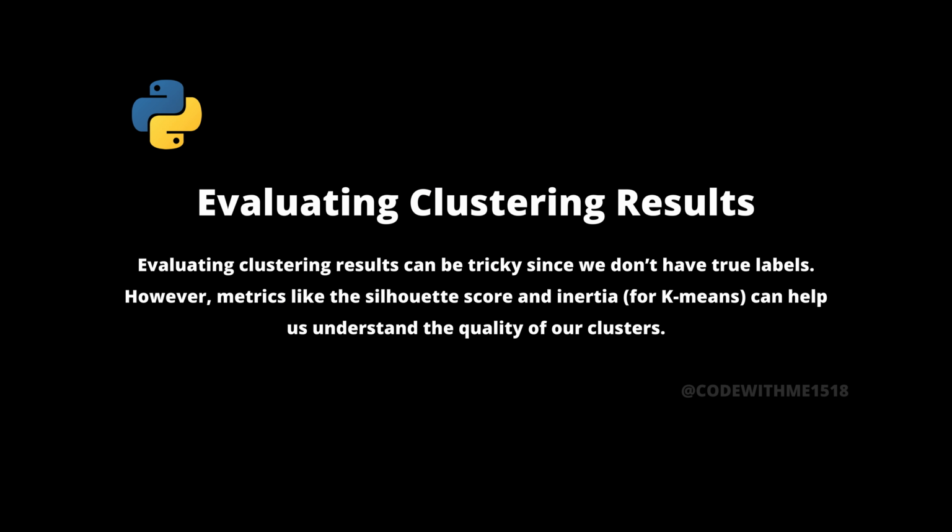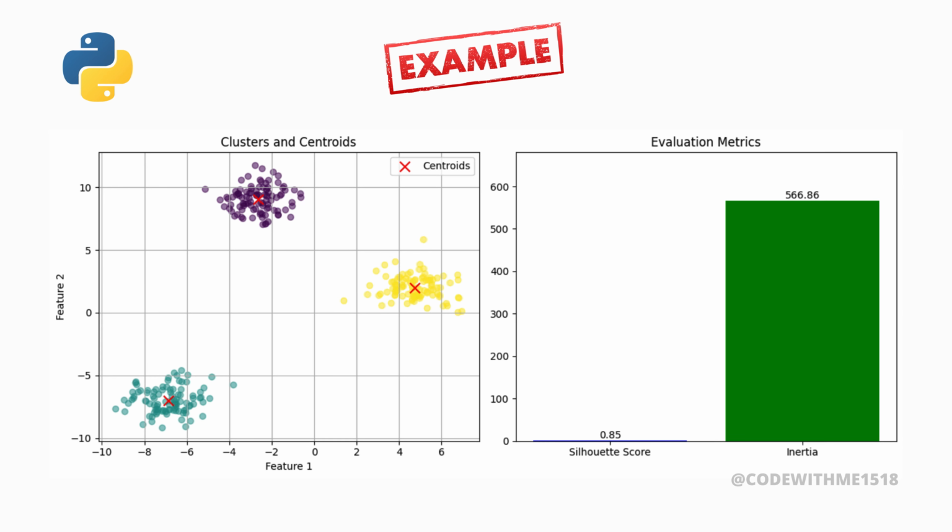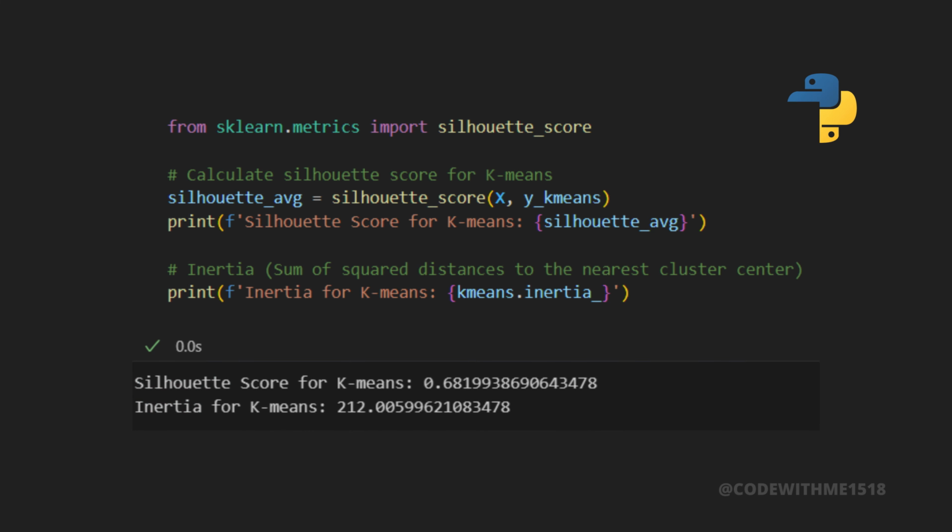Evaluating clustering results can be tricky since we don't have true labels. However, metrics like the silhouette score and inertia for k-means can help us understand the quality of our clusters. Let's see how to calculate these metrics.